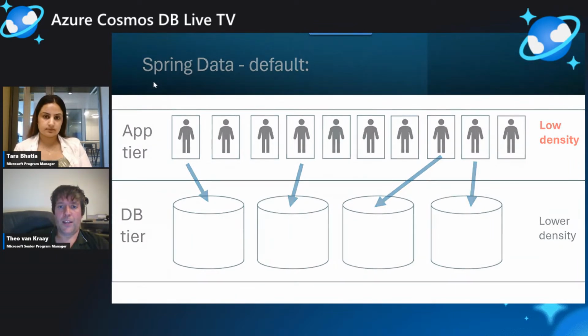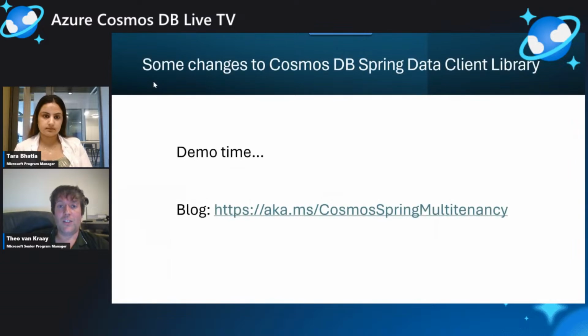So that brings me to the changes that we have made in the Cosmos DB Spring Data client library, our module for Spring Data, to make it possible and more straightforward to do this kind of multi-tenancy where you want more isolation at the database layer, but you still want high density at the app tier layer. So I'm going to do a little demo here.